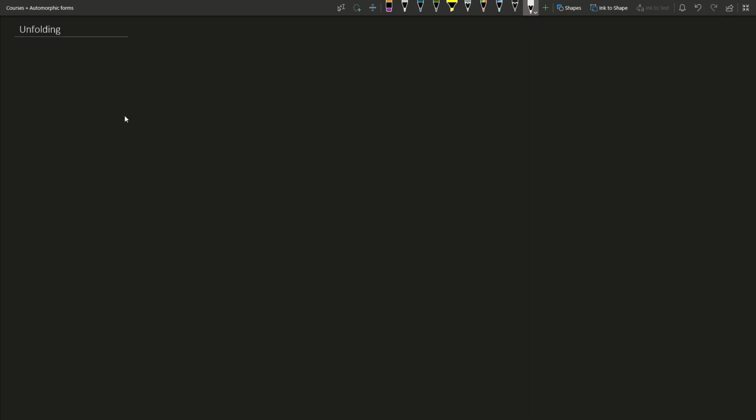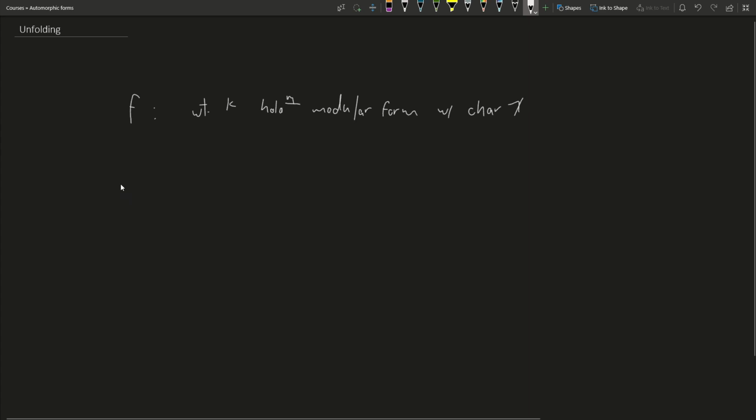Here I'm going to give an example of how one might use the technique of unfolding to evaluate an inner product. So here we're going to take f to be a weight k holomorphic modular form with character chi. And we're going to consider the inner product of y to the k times the absolute value of f squared against our Eisenstein series. And here our Eisenstein series is going to be without a character because we're taking the absolute value squared.